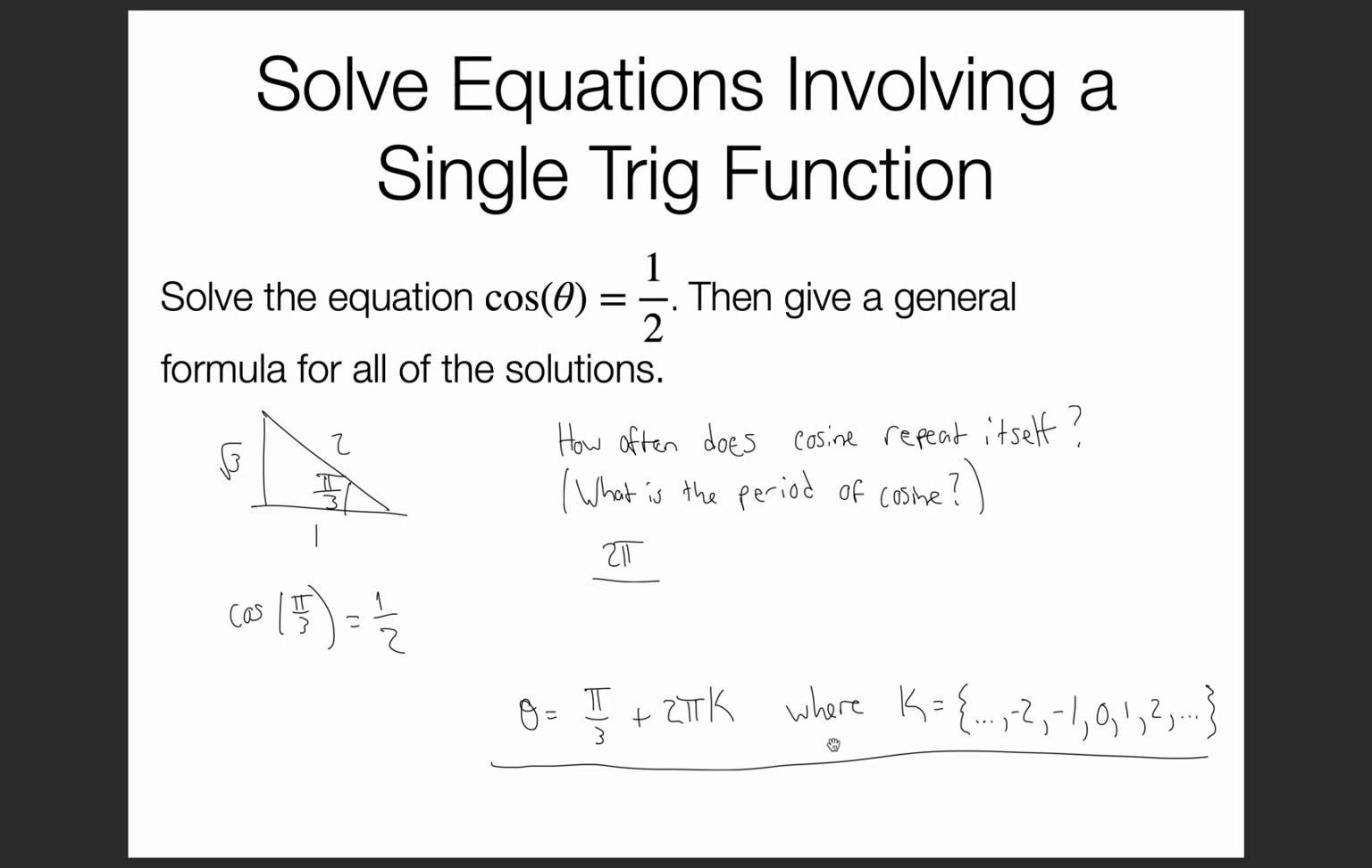I put the 2 pi because it's the period, times some integer k, so some whole number k, where k is any number from negative infinity to infinity, but it has to be a whole number. It can't be a decimal. Negative 2, negative 1, 0, 1, 2, all the way up, and then all the way down to negative infinity.